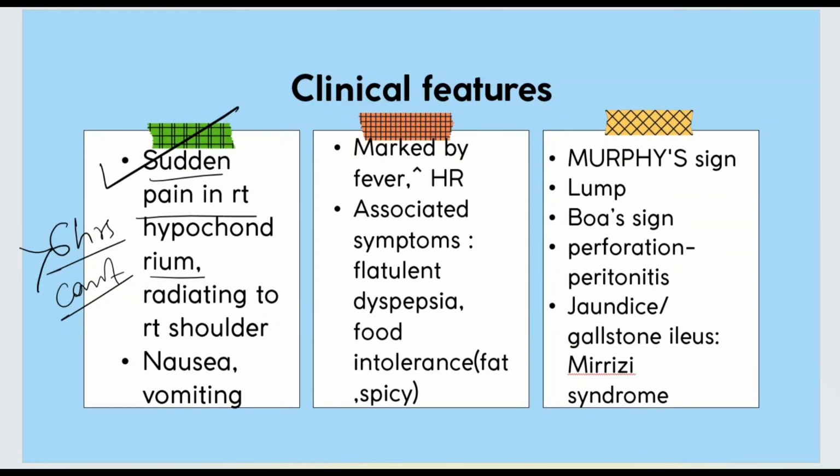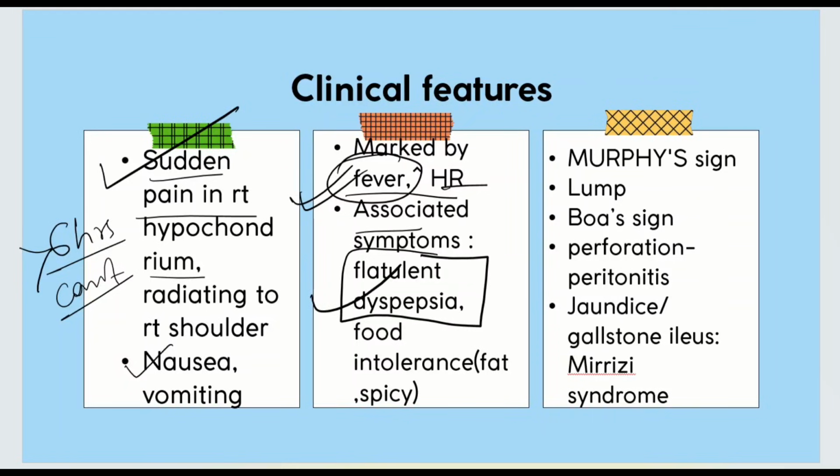This pain may also be associated with nausea and vomiting. The patient is having a high temperature; fever is always present in acute cholecystitis. Patient may have tachycardia, tachypnea. Other associated symptoms are flatulent dyspepsia. Very important, flatulent dyspepsia. Food intolerance to fatty or spicy food is also seen in these kinds of patients.